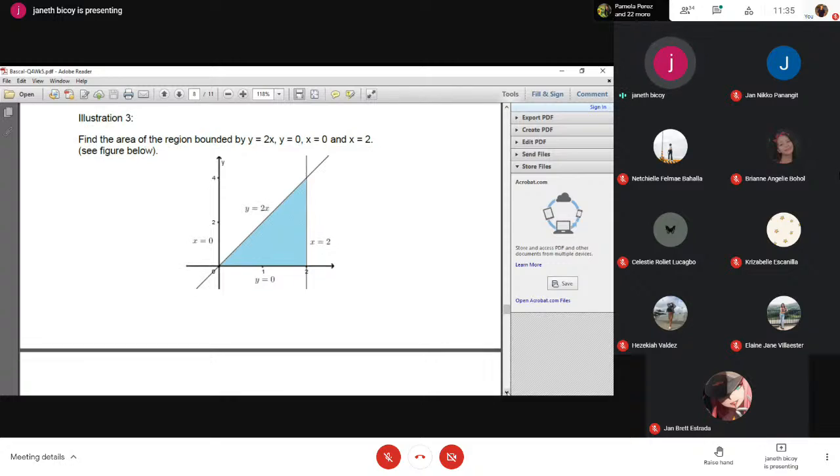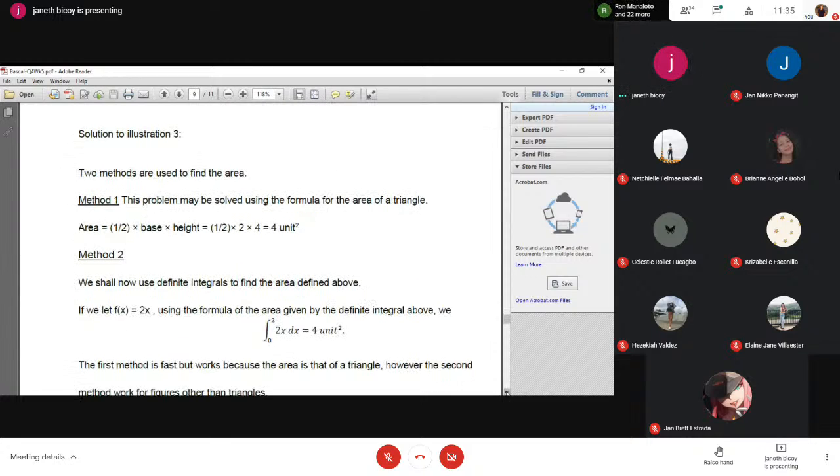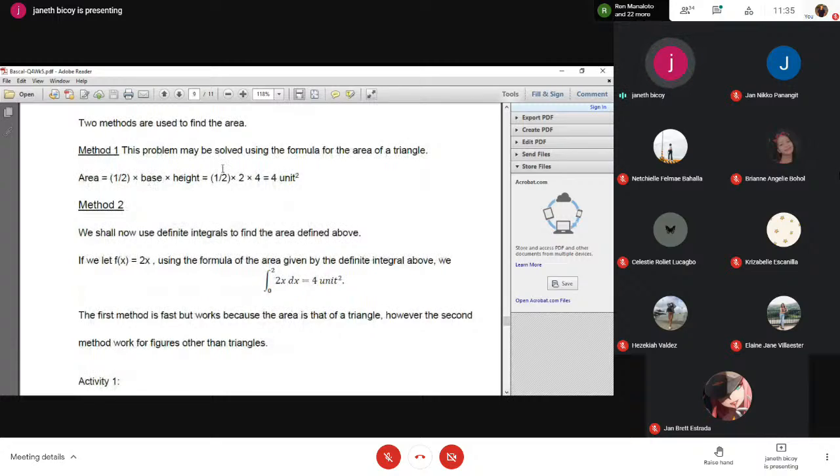So there are two methods actually to find this particular shaded region bounded by y equals 2x. Method 1: this problem may be solved using the formula for the area of a triangle, 1/2 base times height. Your base is 2, your height is 4. Where does the 4 come from? 2x. 2 times 2 is 4. So the area is 4 units squared.